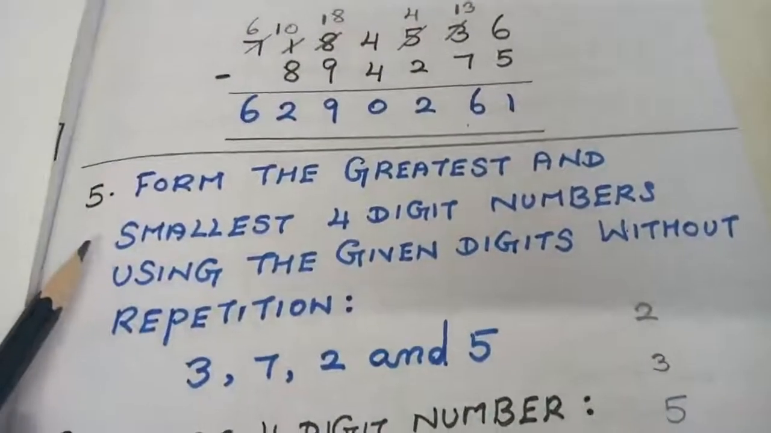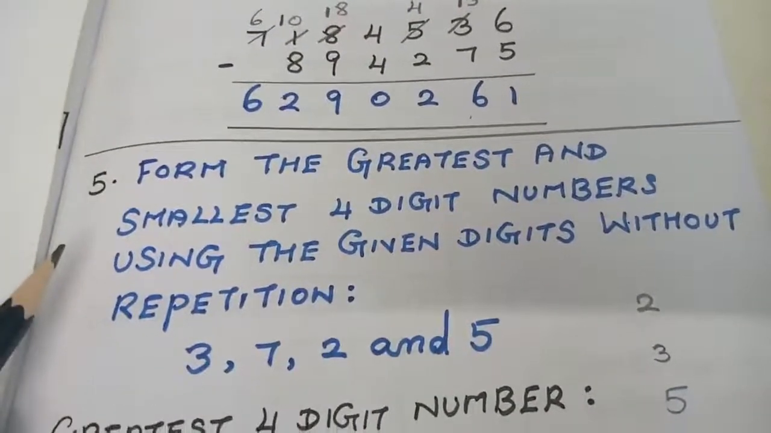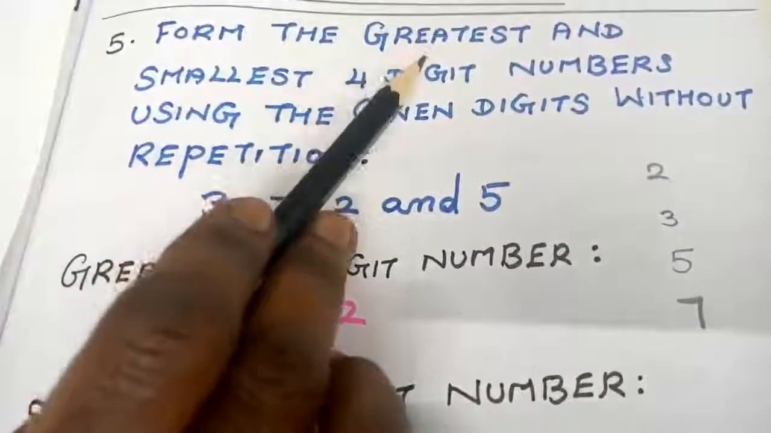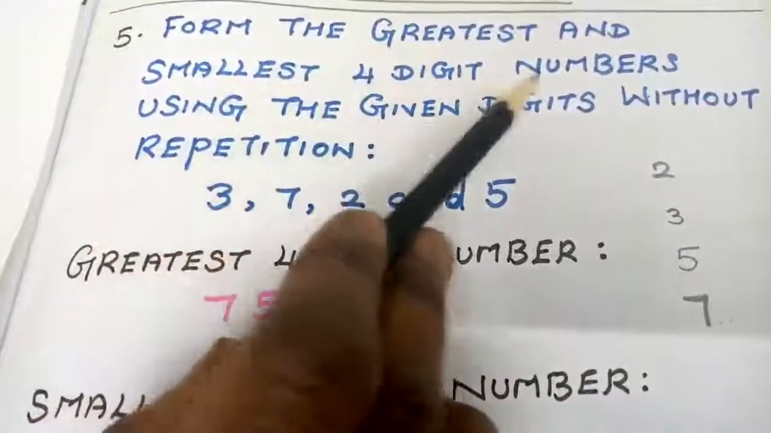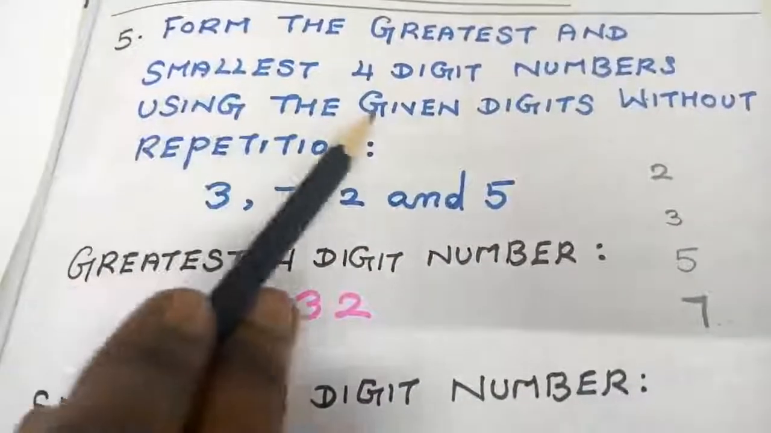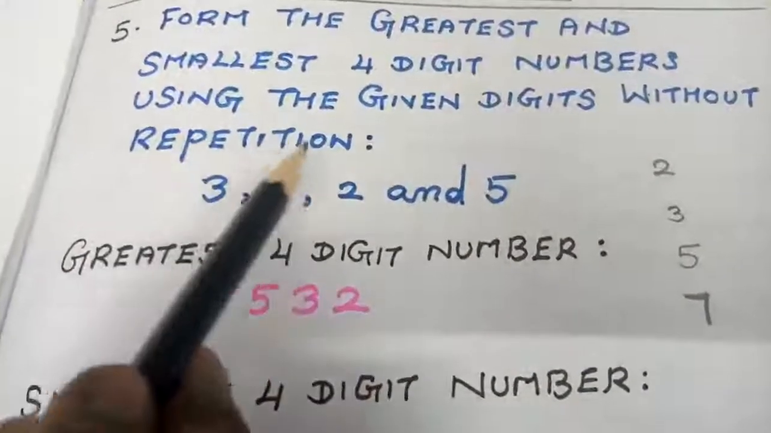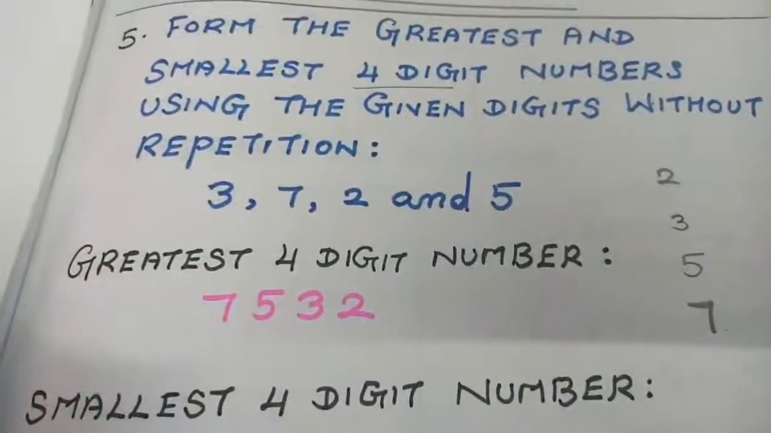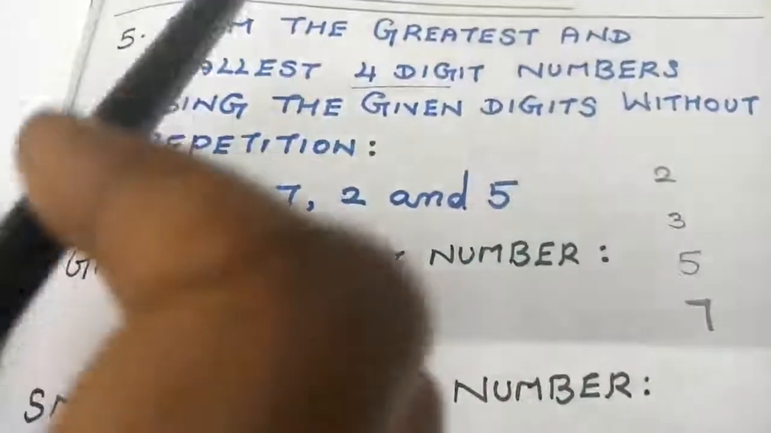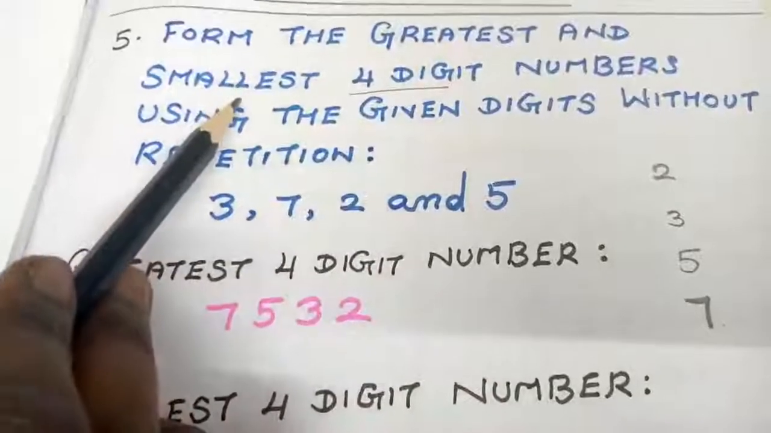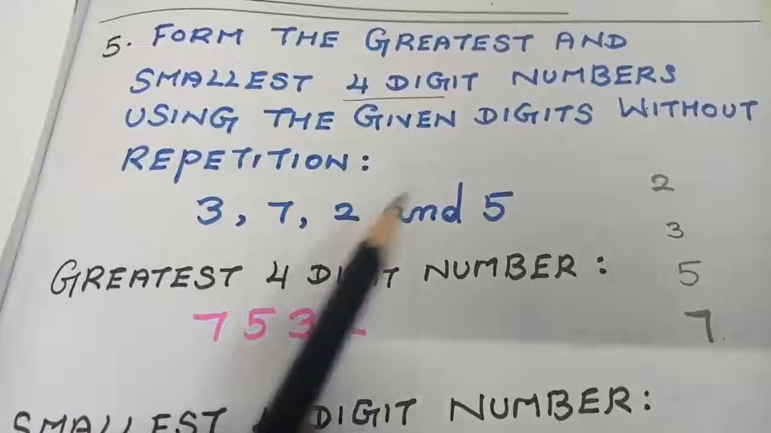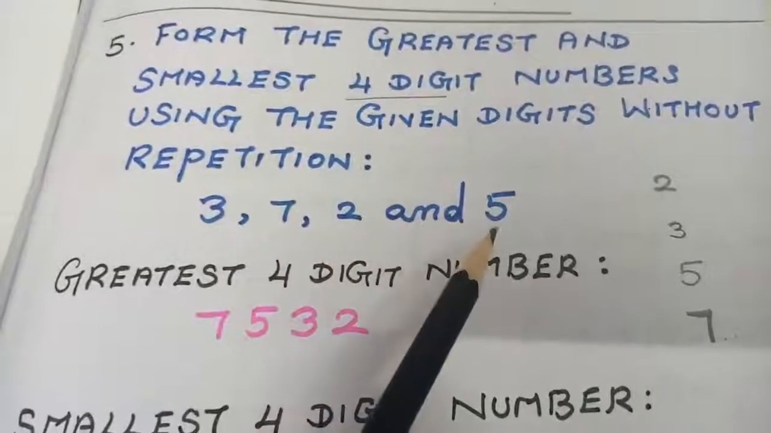Coming to the fifth question, an important question. What they are telling here is, form the greatest and smallest 4-digit number using the given digits without repetition. They are asking you to form a 4-digit number. Without repeating the number, we are going to find the greatest and smallest number. I am taking these numbers, that is 3, 7, 2 and 5.